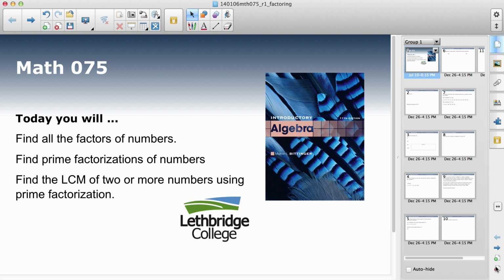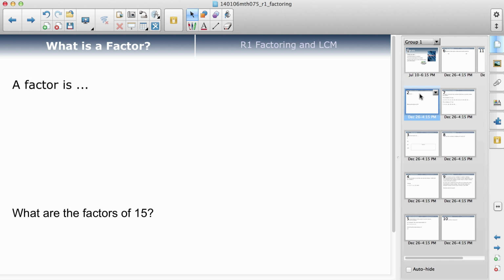Hi, in this Scribblecast we are going to be looking at factors, prime factorization, and using that in order to determine a lowest common multiple of two or more numbers. To begin with, we need to define what a factor is.